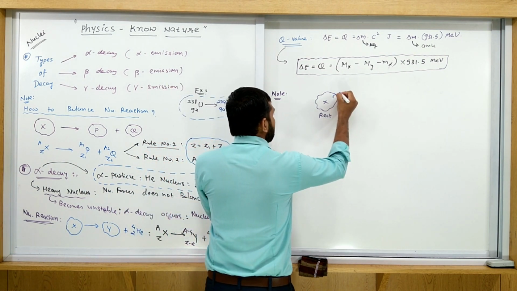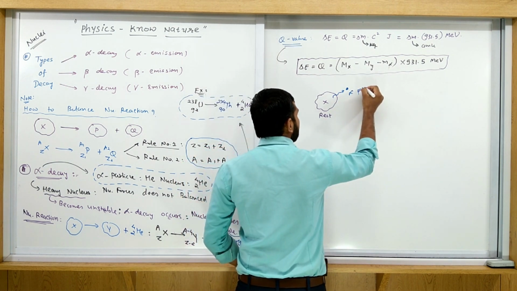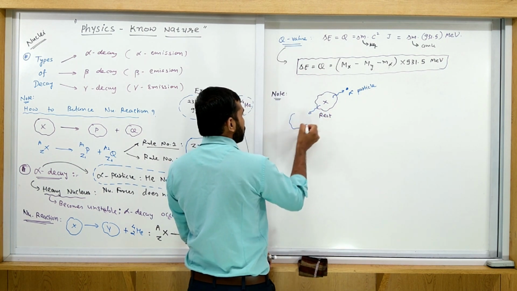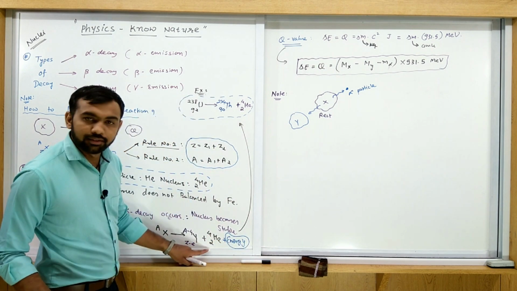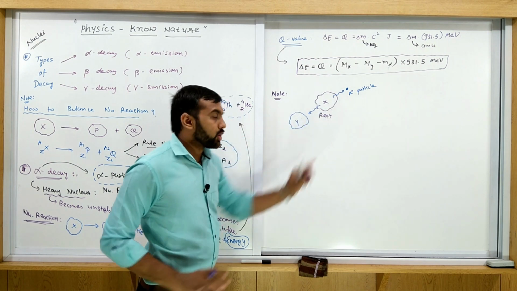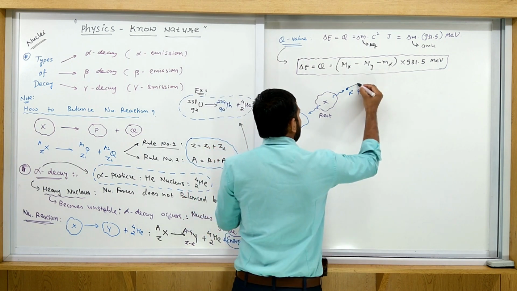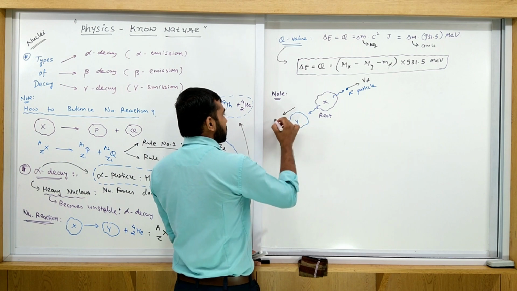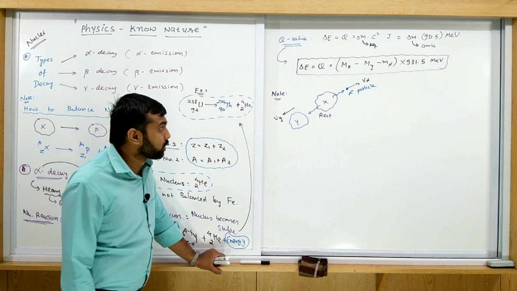So let's consider it produces an alpha particle, and on the other side it produces a new nucleus. Which nucleus? Y. So X is converted into Y and alpha particle. Let's consider this alpha particle is moving with some speed, so its speed is v alpha, and this Y is also released from here. So its speed is suppose vY. So v alpha and vY, like this, both are released.